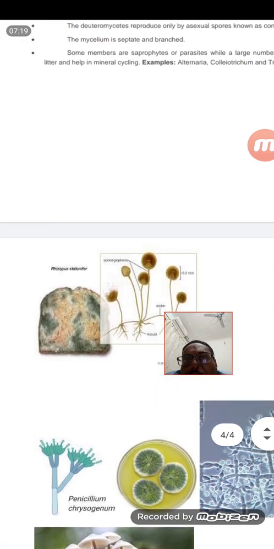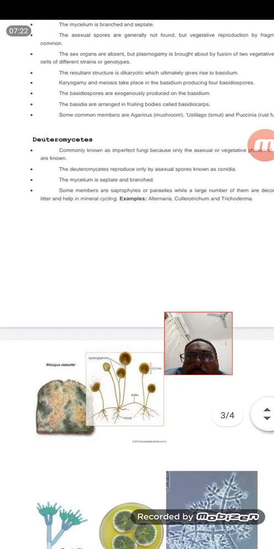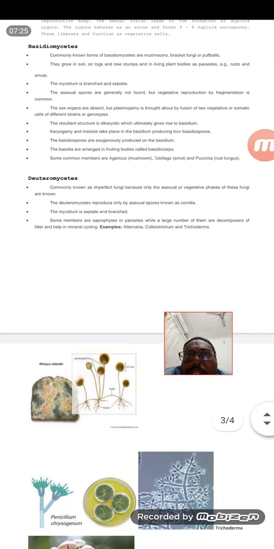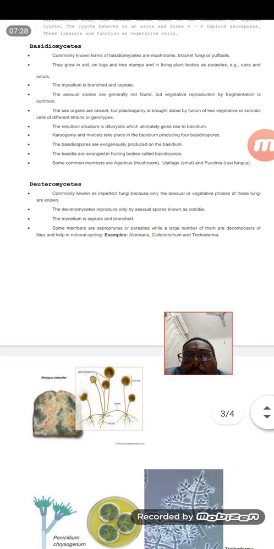Most of the time these basidiomycetes are saprophytic in nature. And if you see their mycelium, they are septate. There will be divisions, and fragmentation asexually and formation of spores will be very common. Plasmogamy will be there, that means fusion of protoplasms.